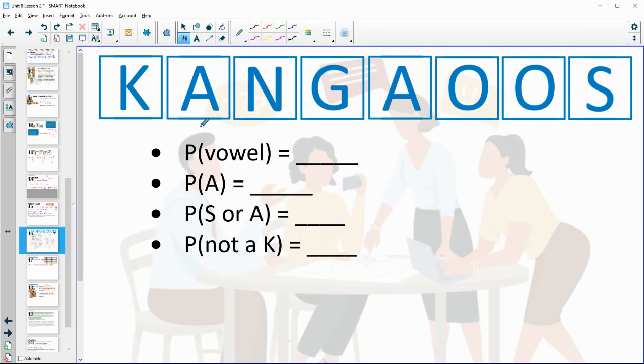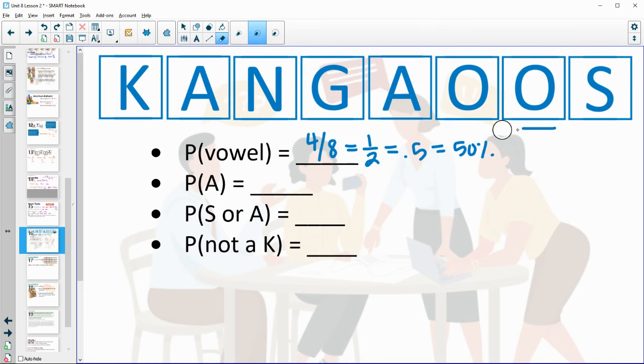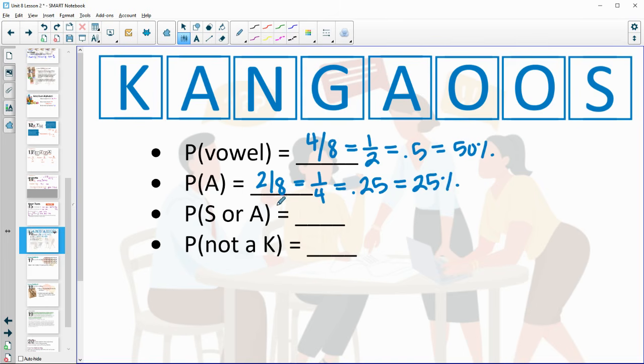All right, so the probability of a vowel here. How many vowels do we have? So we have 1, 2, 3, 4 vowels out of 1, 2, 3, 4, 5, 6, 7, 8 letters. So this simplifies to 1/2. Decimal would be 0.5. Percent would be 50%. Probability of an A. So we see 2 A's out of 8 letters still. That simplifies to 1/4, which as a decimal is 0.25 and as a percent is 25%.